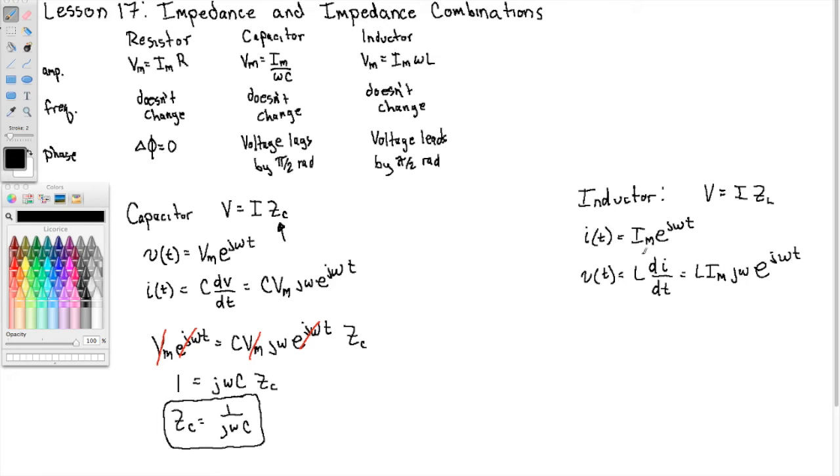Right, so now plugging this into our Ohm's law equation, I have on the left L Im j omega e to the j omega t, and this is equal to our current Im e to the j omega t times this ZL thing. Alright, notice the Ims cancel, the e to the j omega t cancels, and I'm left with, on the left, j omega L equals ZL. Voila!